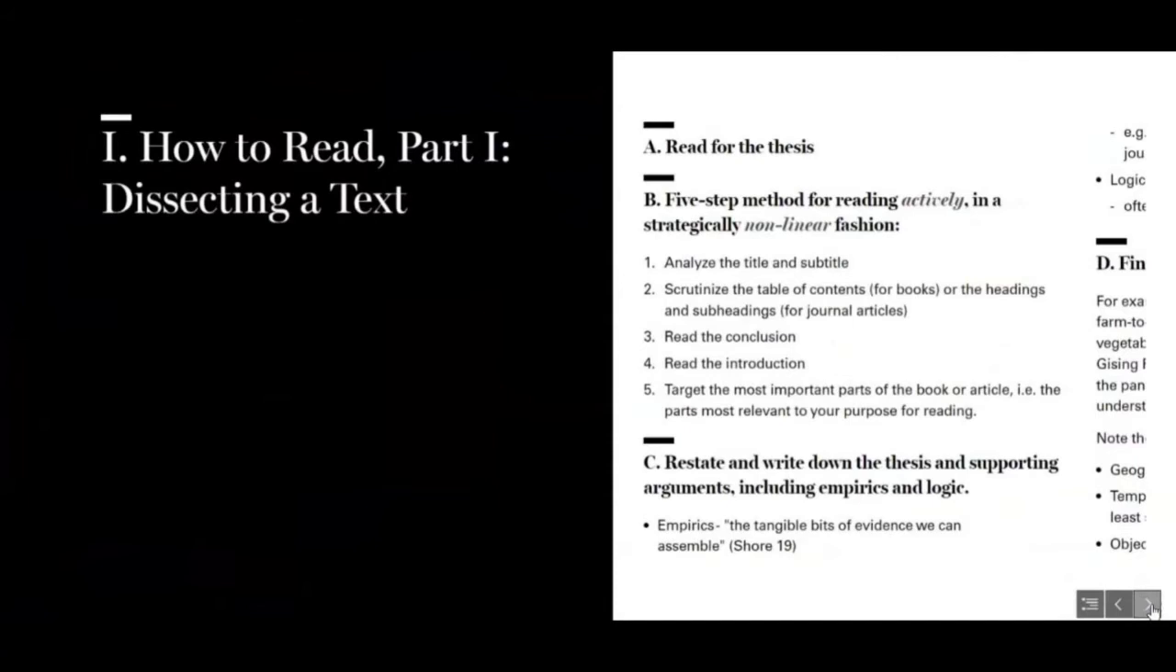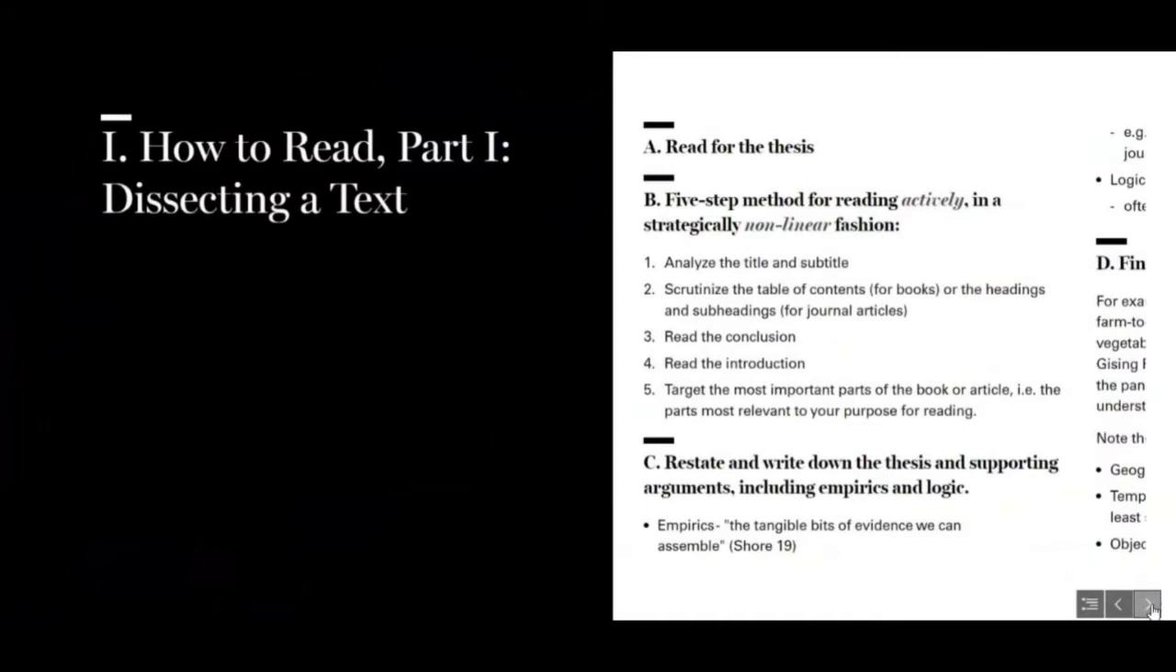So if you want to read in an efficient way, if you don't have a lot of time to read the entire thing, the conclusion is one of the things that you should not skip at least, because this is where the author summarizes what has come before. So first you read the conclusion, and then you read the introduction to better develop your understanding of the problem and the significance of the work at hand.